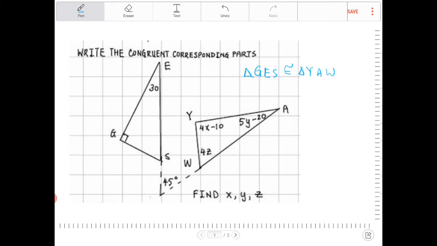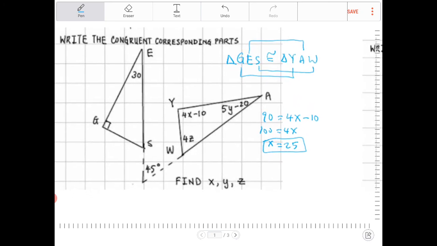So knowing this, I can then say angle G is congruent to angle Y, E is congruent to angle A, S is congruent to angle W. So G is 90, so I can say 90 is equal to 4x minus 10. Add 10 to both sides, I get 100 is equal to 4x. Divide by 4, x is equal to 25.